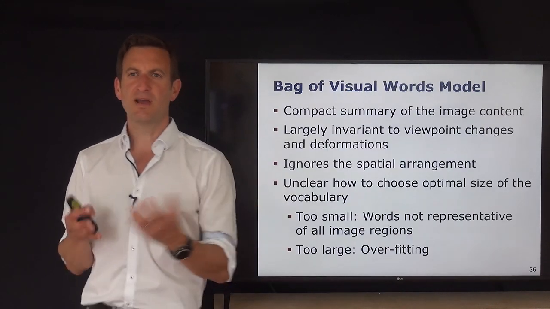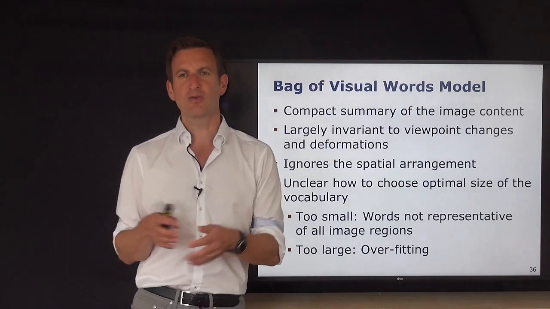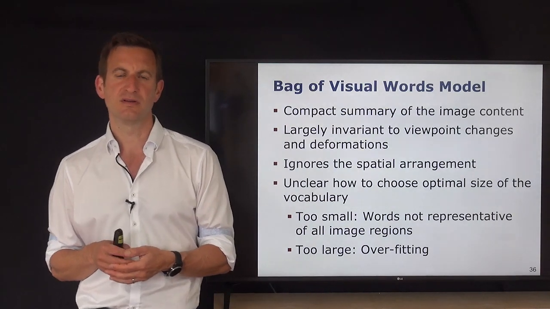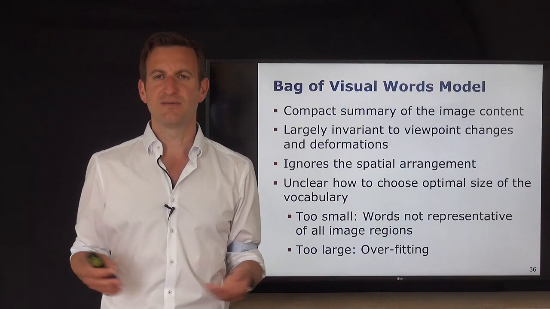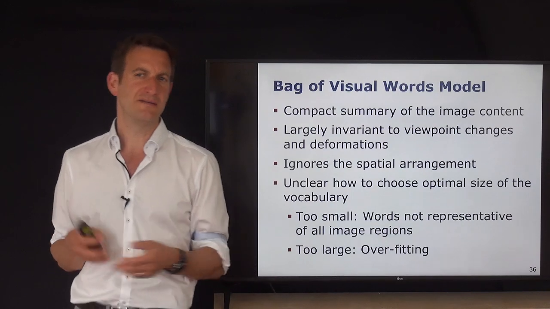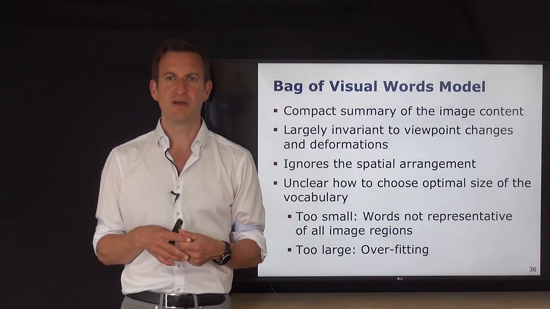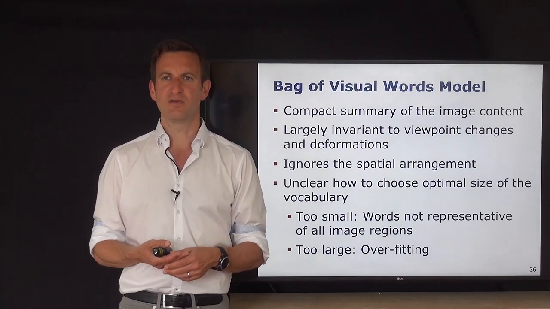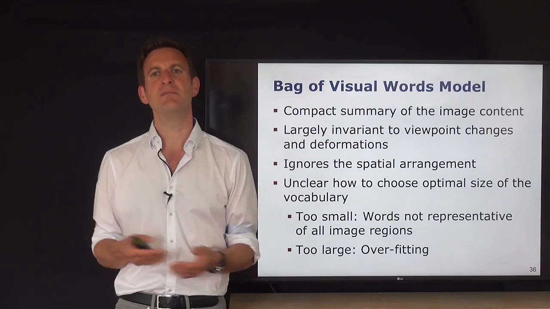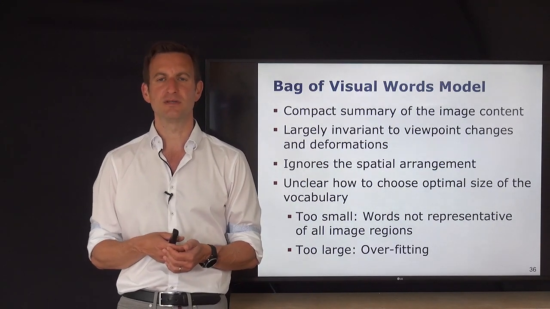So this means this bag of visual words model is actually quite a compact summary of the image content. If you think about 5,000 visual words, you basically reduce your image to 5,000 counts, 5,000 numbers, integers, which tell you how often the visual words actually appear. So it can be a very compact representation of your image.